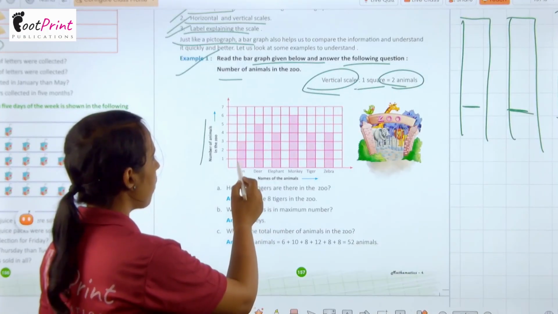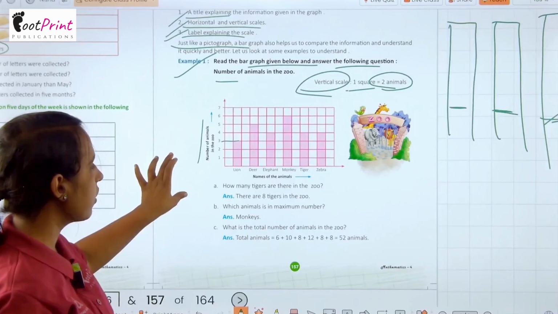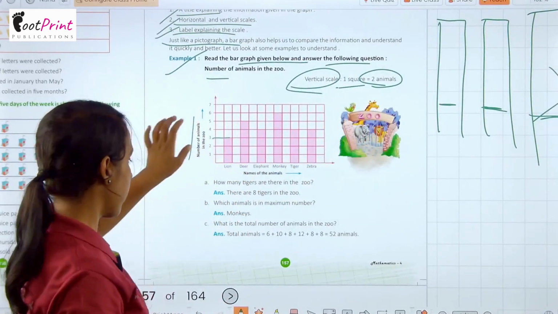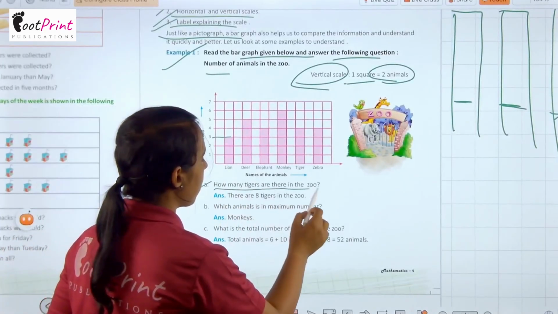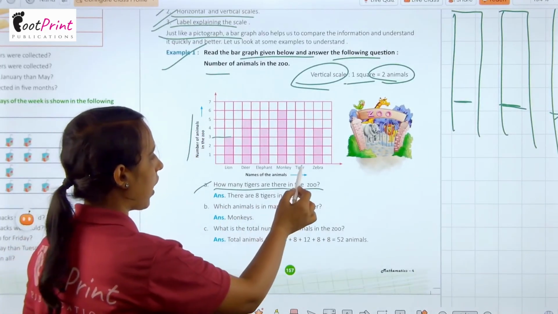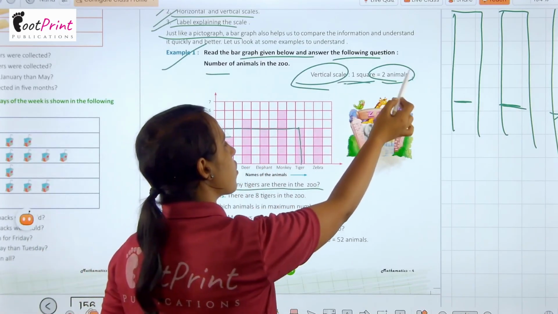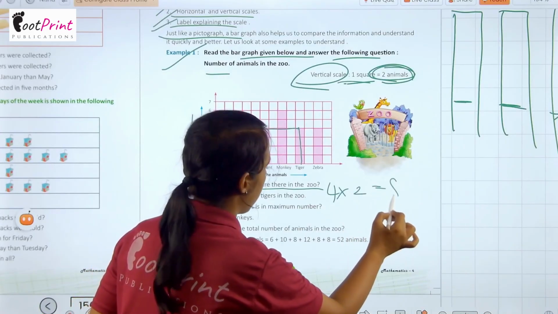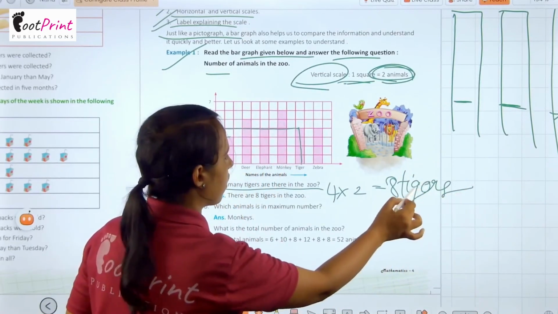Okay, so here we have lion, that is 3, and here we know that one square is showing two animals, so 3 into 2 is 6. Here, how many tigers are there in the zoo? Tigers we have here, it is showing 4, but one square is showing 2 animals, so 4 into 2 we get 8 tigers. Okay, just like that we can get the answer.